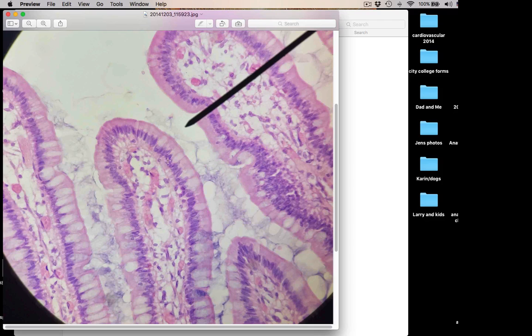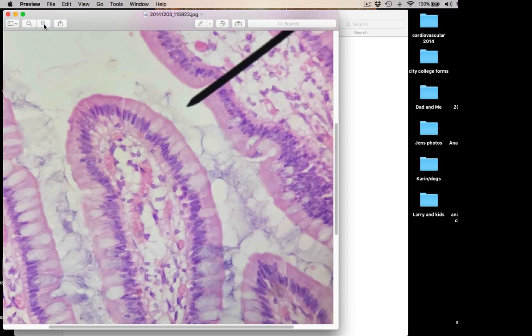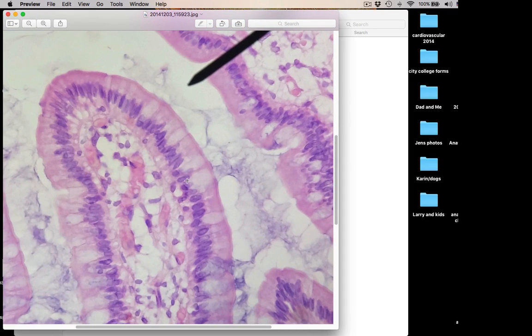So even from here, you can pretty much tell this is simple columnar. Let's get a little bit closer. Simple columnar. There's some goblet cells in here too. You can see this fuzzy border on the apical surface. This is microvilli. Some people call it a brush border. Remember, microvilli increase the surface area for absorption.